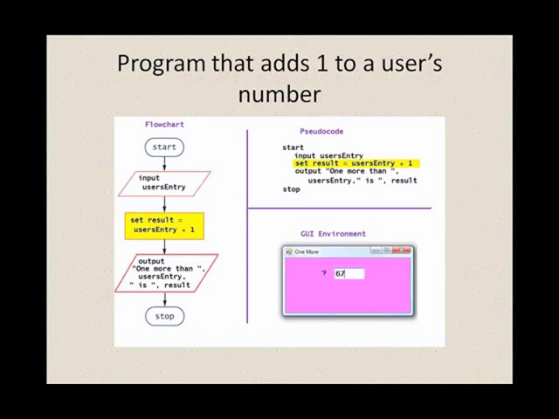You don't see anything happen on the screen. In both the flowchart and the pseudocode, the next step is to output 1 more than user's entry is result. And on the GUI screen you can see 1 more than 67 is 68. The flowchart and pseudocode for the GUI program are identical to what they were for the command line program. The logic is the same no matter what the environment is.